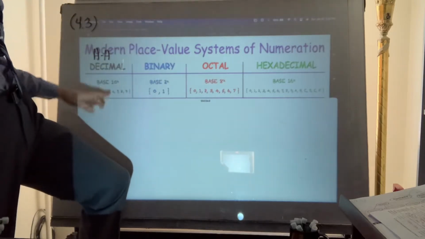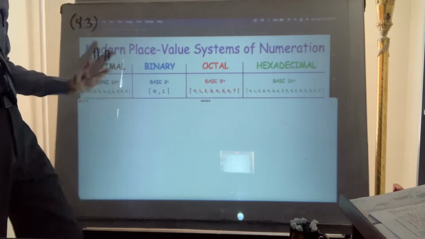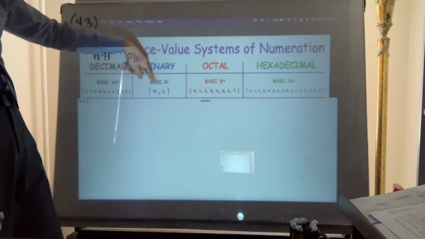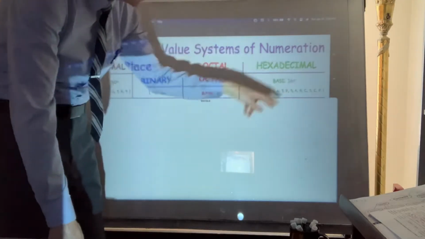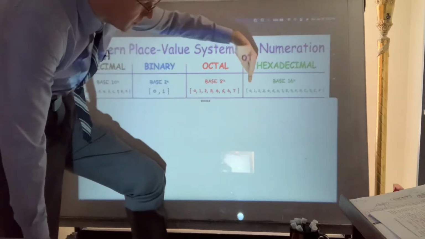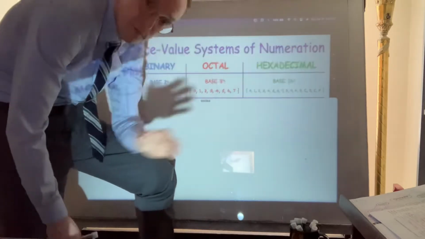Just like base 10, we stop at 9. There's 10 of them total. We start at 0 in all cases. Hexadecimal, base 16, goes from 0 through what would be 15.